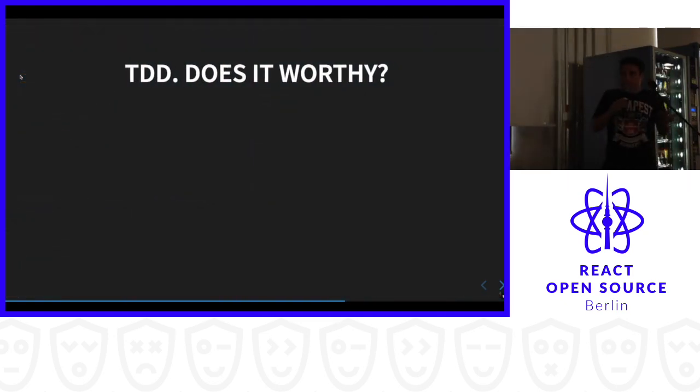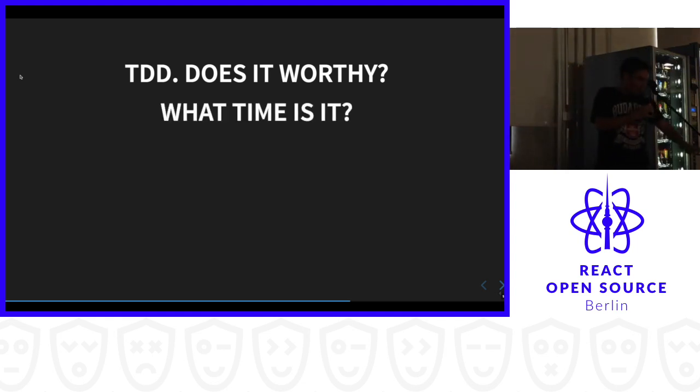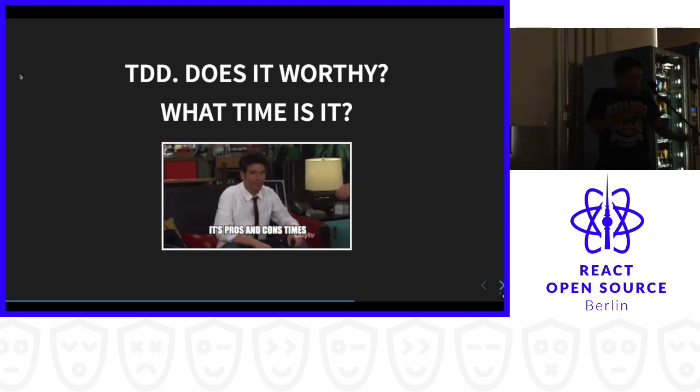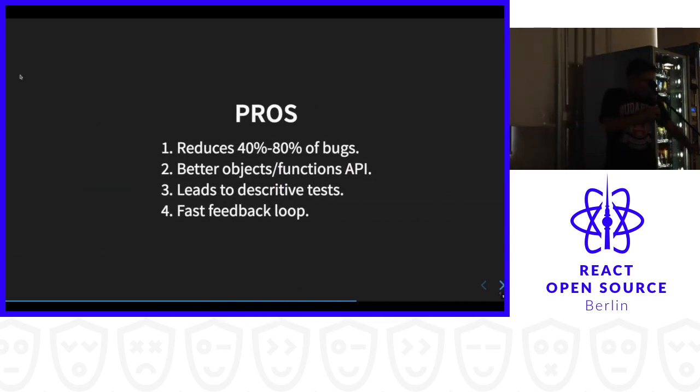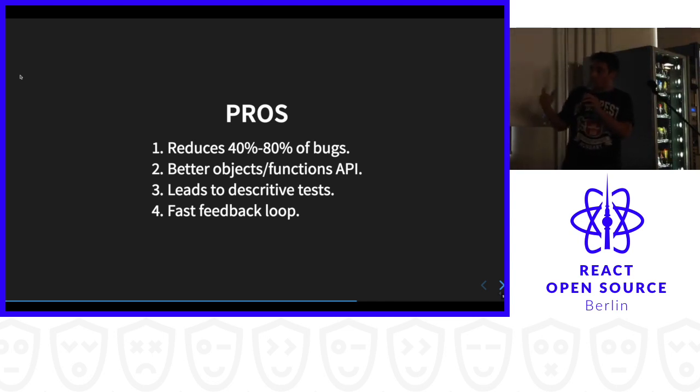So TDD, you may think, oh no, TDD is dead, as DHH has said. But does it work? You may ask. What time is it? Time for pros, right? So let's try one pro, for example. This is a really nice fact: Microsoft has made a research, and they found out that teams that use TDD have from 40 to 80% fewer bugs in their code. That means it's a research, so it's basically something that was proved.